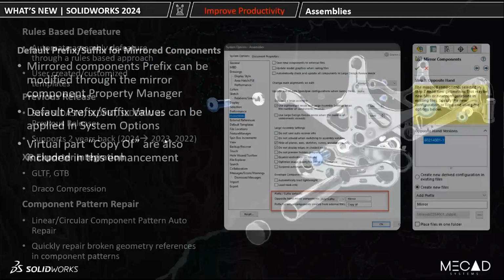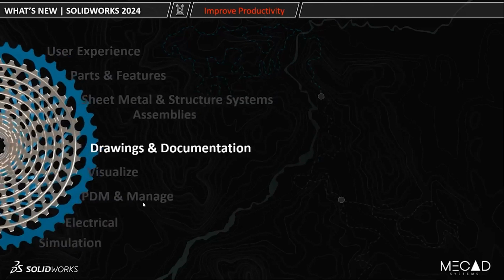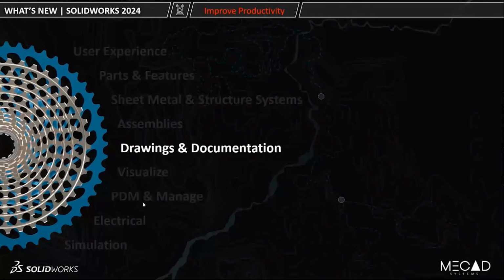And then we have a few others as well. Now there are defaults that you can set when you mirror components or copy components. I usually have a prefix of, say, copy of or mirror, or whatever. You can now set that as a standard. If you have a standard naming convention, you can set the prefix and suffixes, custom or as a default.